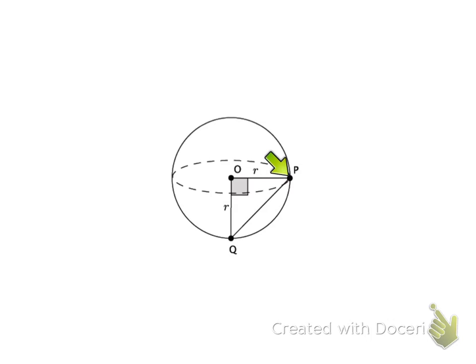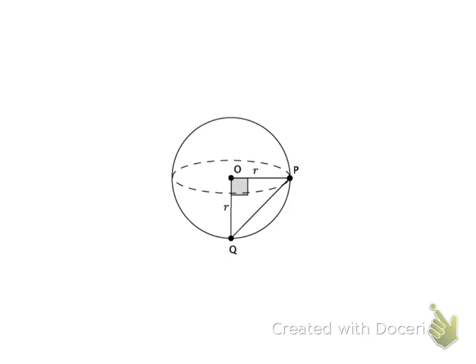So this segment PQ is still a chord, a chord of a sphere. And just like with circles, we could use the Pythagorean theorem to determine the length of that chord. Or if we knew the length of the chord, we could find the radius of the sphere.